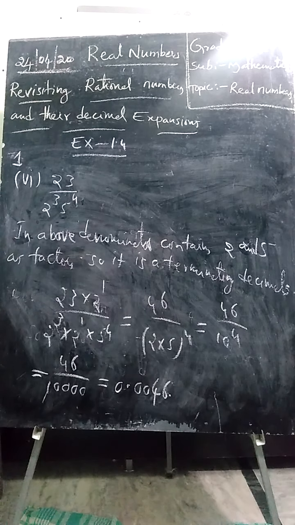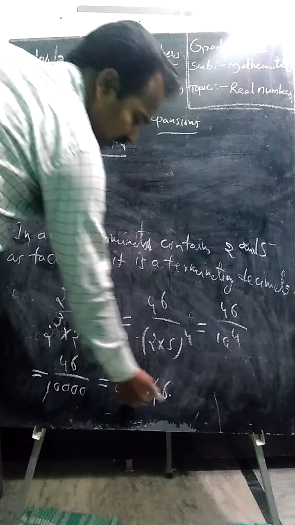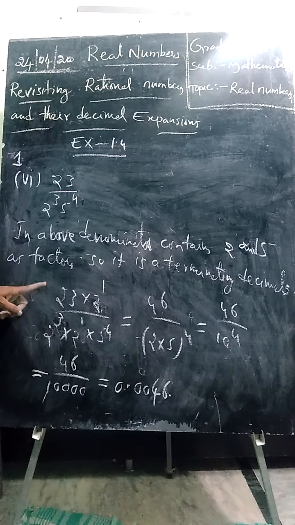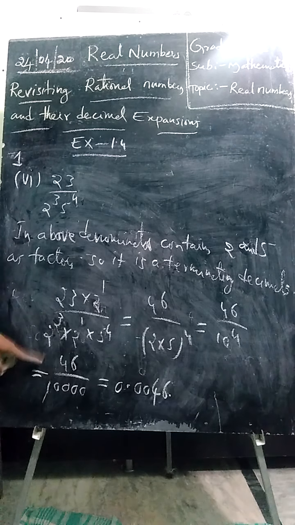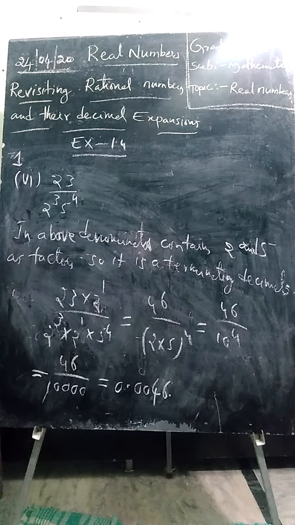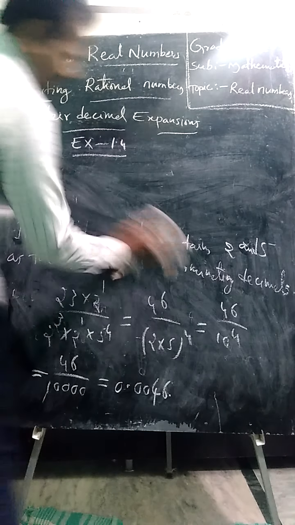If it is terminating, after the decimal point, how many digits will come? We can conclude without doing this process. This is the process to find the decimal expansion of a terminating decimal. This is the revisiting of the decimal form of a rational number. Let us discuss second bit. In second bit, the same form we discussed, directly.